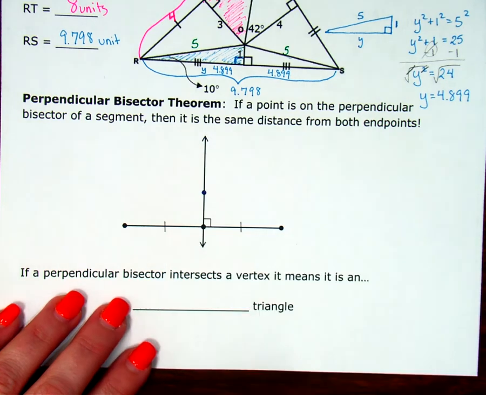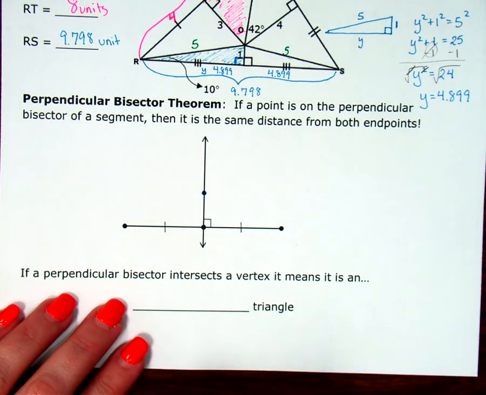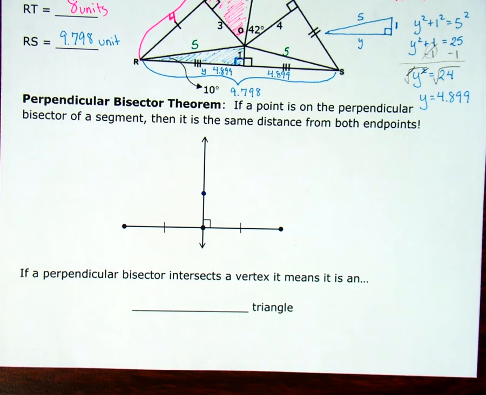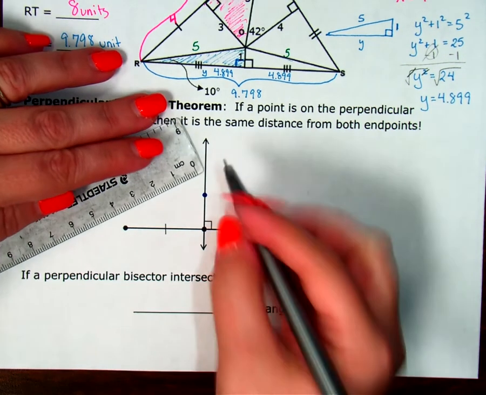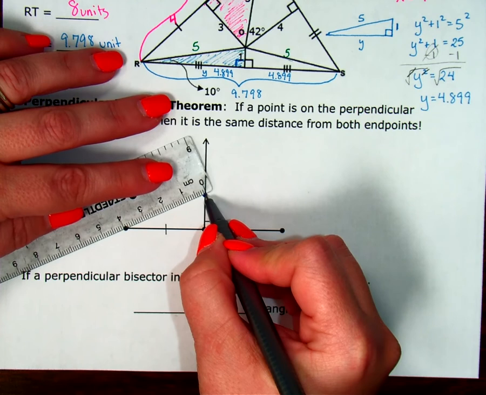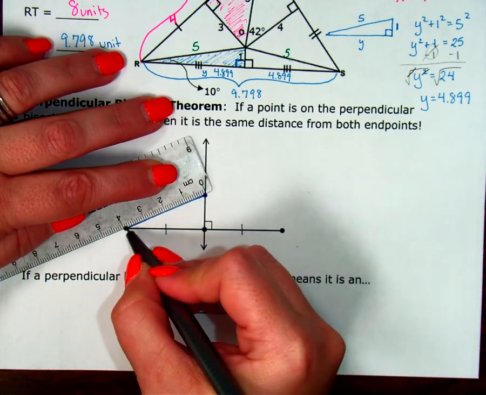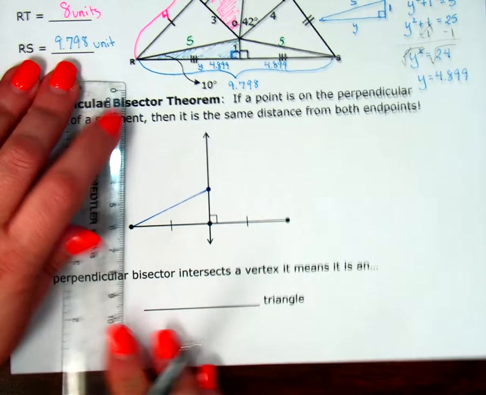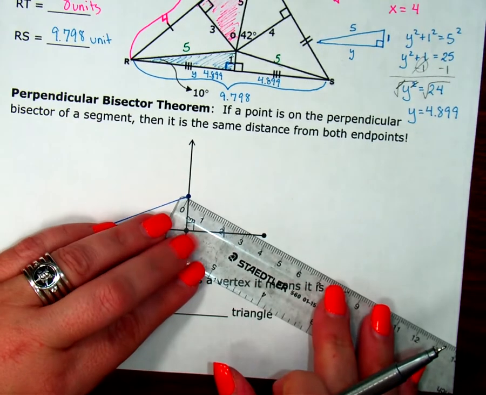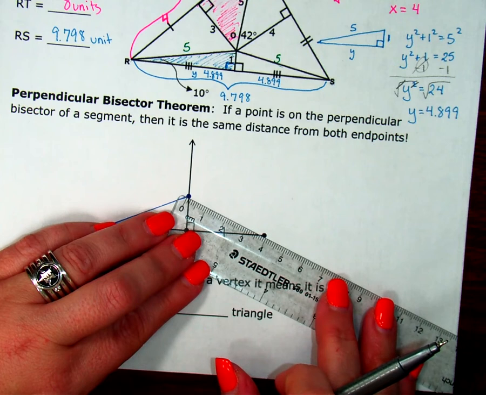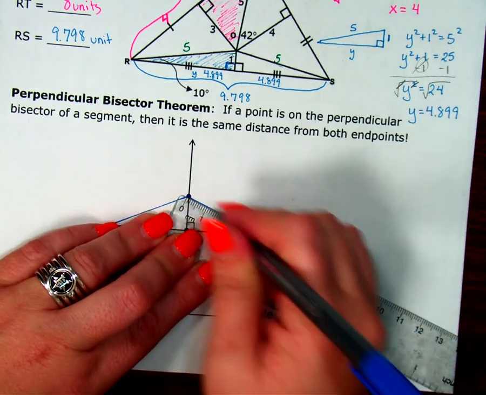I could put it anywhere, that's just where I'm choosing to put it, it's the same distance from both endpoints. So if I measure how far it is from here to the endpoint on the left, I can see it is about 4 centimeters. Then if I go to the other side and I measure, notice it has the same length. It's also 4 centimeters.